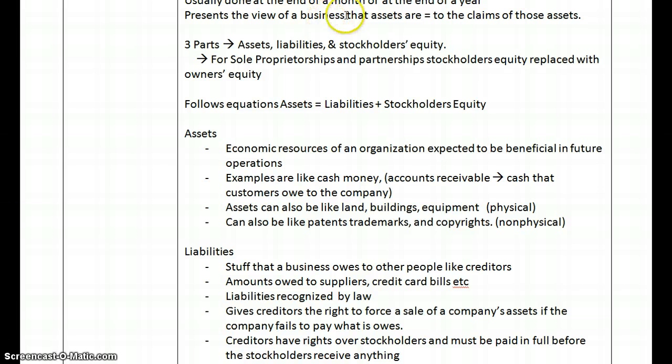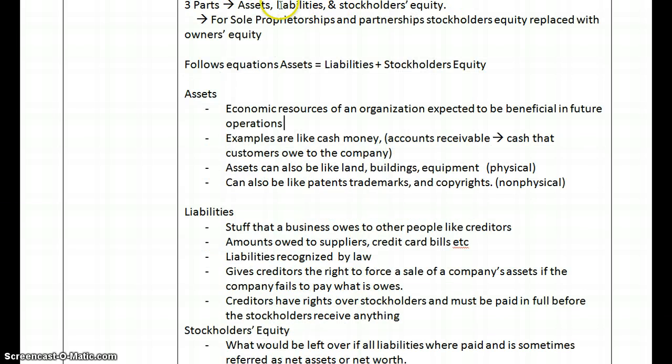And it presents the view of the business that the assets are equal to the claims that those assets are giving. So there are three parts to this: assets, liabilities, and stockholders' equity. Stockholders' equity is sometimes referred to as capital. For sole proprietorships and partnerships, this will be replaced with owner's equity. And as usual, the balance sheet always follows the equation that assets equal liabilities plus stockholders' equity.